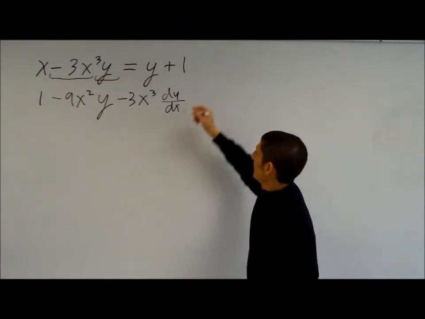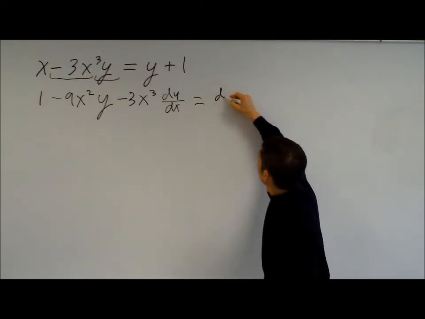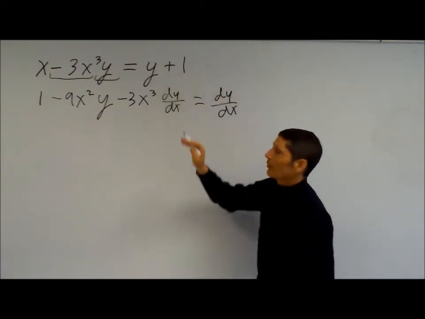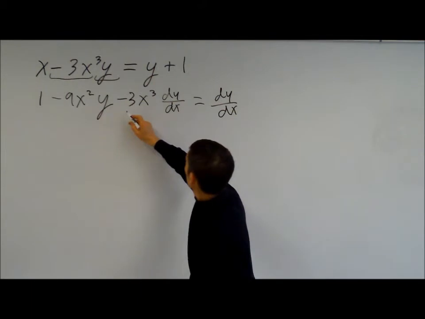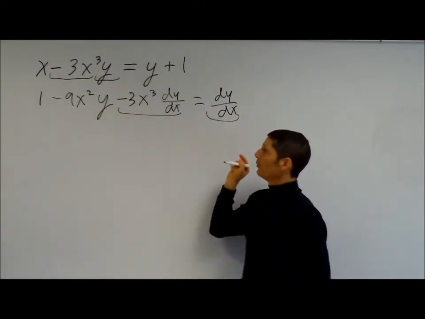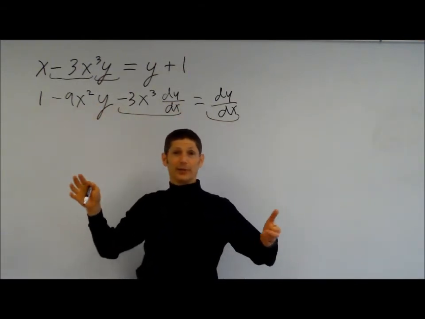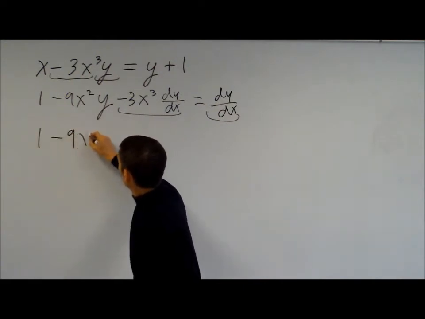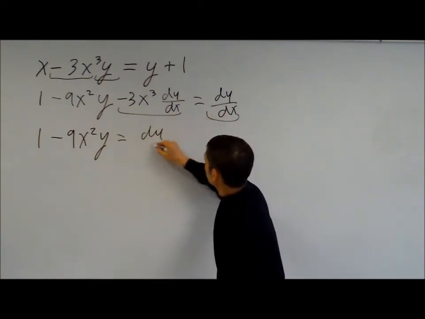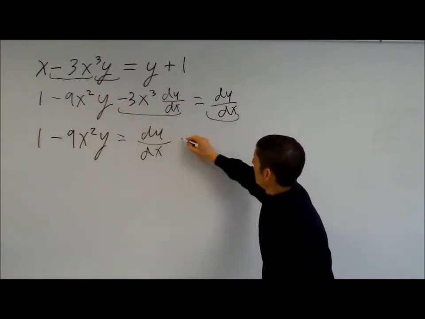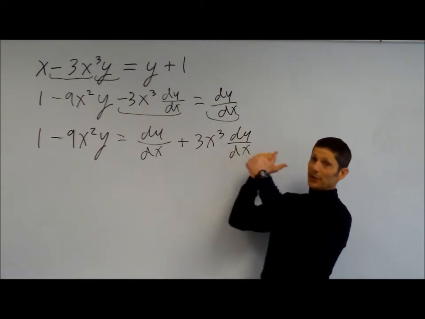So far, so good, Ms. Stewart? So far, so good. Okay. Equals, on the other side, the derivative of y, again, is 1, dy/dx. And the derivative of 1 is 0. So now all these problems are the same. I just look for my dy/dx terms. Here they are. I move them all to one side. This time I think I'm going to move them to this side, because everybody else is already on the other side. So I have 1 minus 9x squared y. Move this guy over. So here's my dy/dx, plus 3x cubed dy/dx. Everybody with dy/dx to one side.